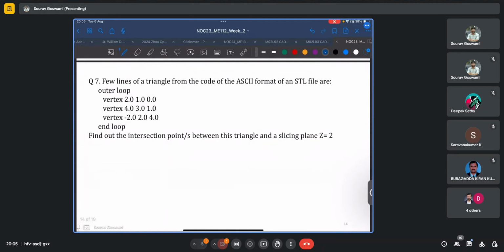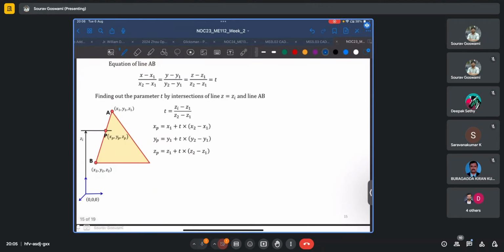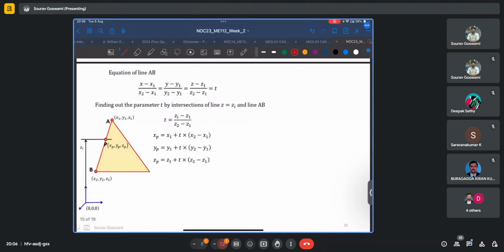A few lines of a triangle from the code of ASCII format are given here. You have to find the intersection point or points, given that there may be more than one or none at all, between this triangle and the slicing plane z equals 2. The generic formulation has been reproduced here from Professor Kapil's slides.